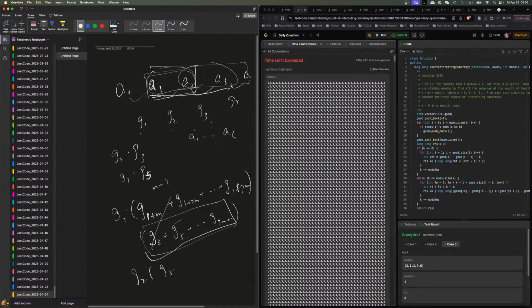Oh, there might be a way. Hold on, hold on, hold on. What we're looking for is the number of sizes, right? Size k plus modulo.